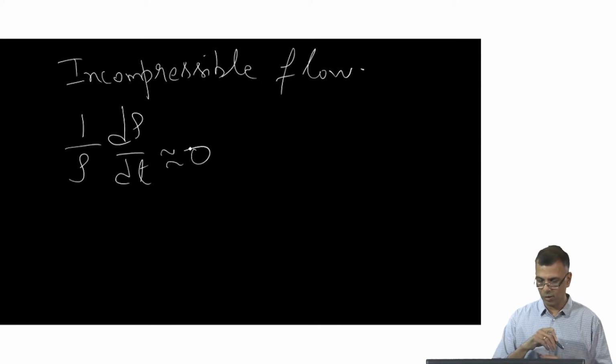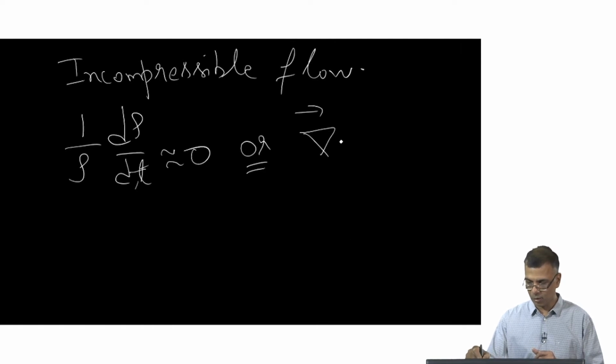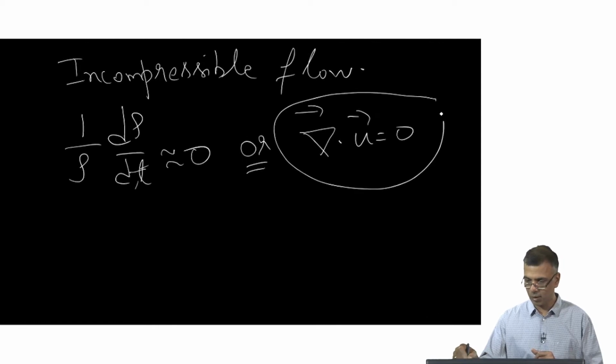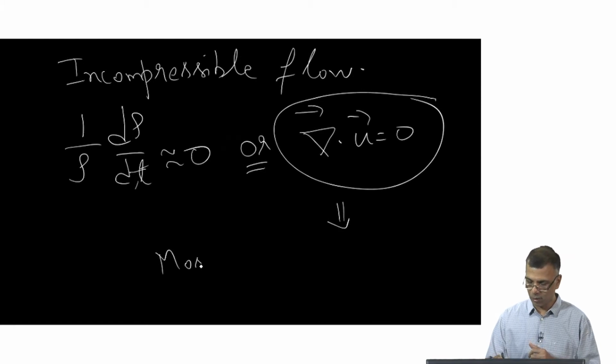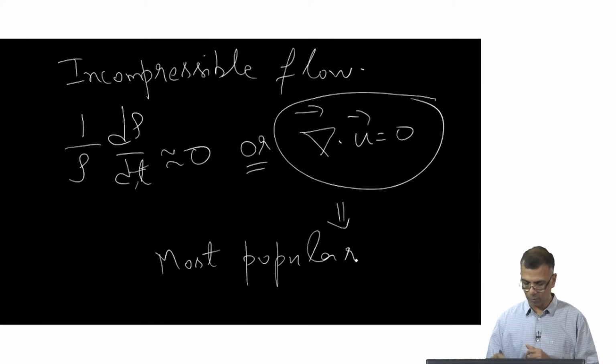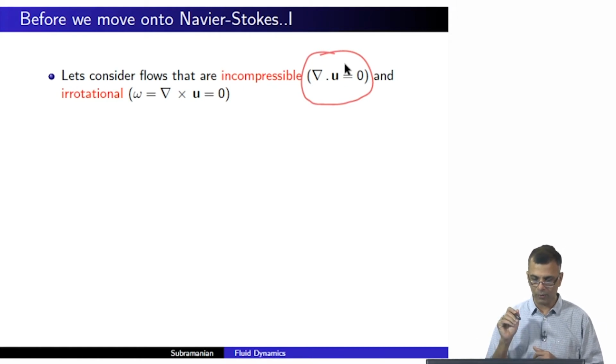This is equal to 0. In other words, the changes in density as discerned by a Lagrangian observer are 0. This is usually what's normally referred to as the most popular definition for incompressible flows, and that's what we've got here.